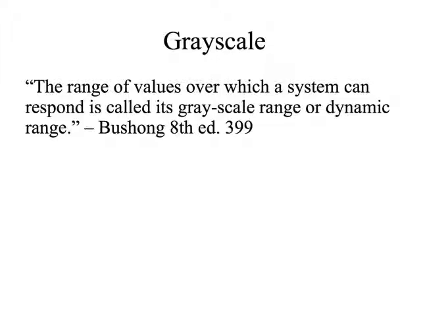Grayscale, from Bushong. The range of values over which a system can respond is called its grayscale range or dynamic range, right? This was going to relate right back into latitude, okay? We talked about grayscale some in the past, and we related it to technique and contrast in particular because grayscale is tied not just to latitude but also to contrast.